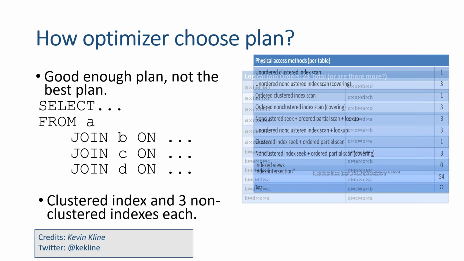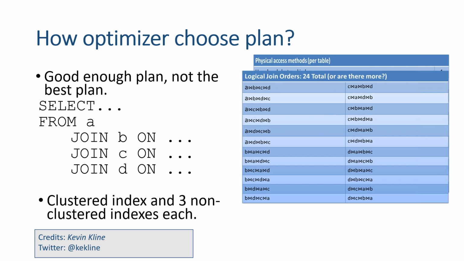On top of that, it has to analyze 24 different logical join orders just for this simple select statement. Now, what are these logical join orders? We have a 4-table join statement here, right?